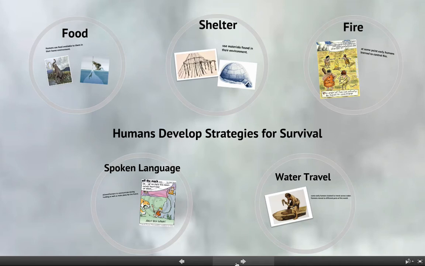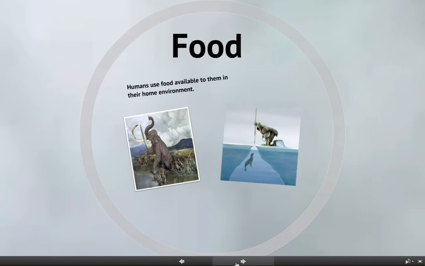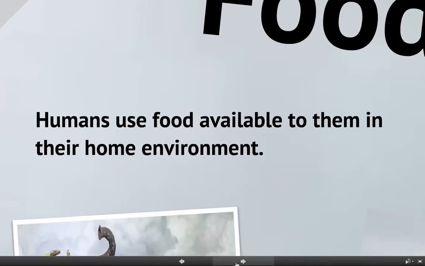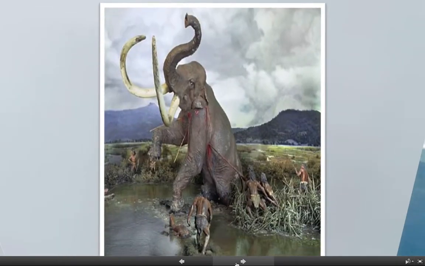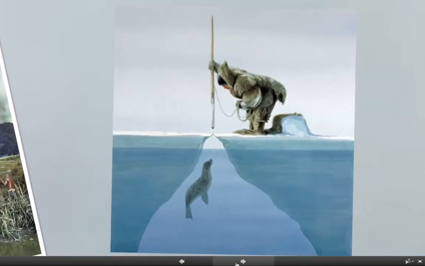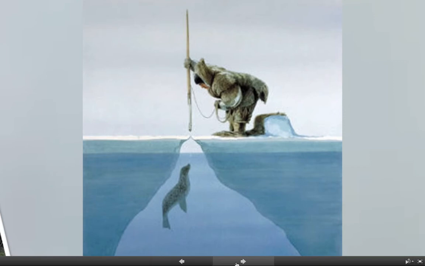So wherever you were in the world, you had to develop strategies for survival, and they would be much different from place to place in the world. So for example, with food, you had to develop ways of finding food for yourself. Humans use food available to them in their home environment. You have to use what's available to you. If you live on the plains of Africa, you might be hunting elephants for your meat. However, if you live in the Arctic, you might be hunting things entirely different, like seals. You hunt what's available to you. You find food that's available to you in the place that you're living in.